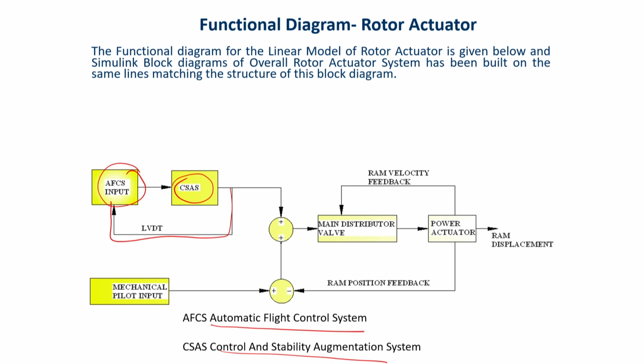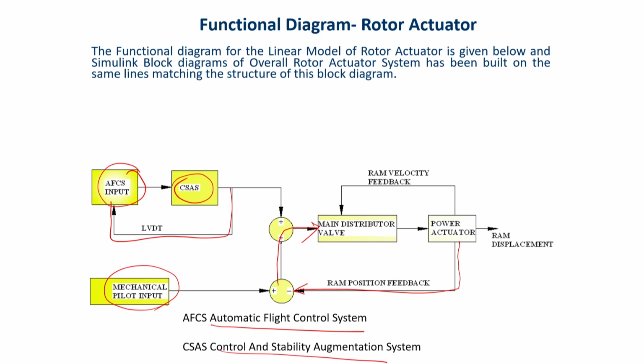Now, sometimes this loop can be broken by the mechanical pilot input. So, the pilot gives the input, and then this input is taken to the main valve system, and then the main valve again applies the power, everything that I told you in an electro-hydraulic system, and a ram position feedback comes here. If there is an error, that error further drives the system.